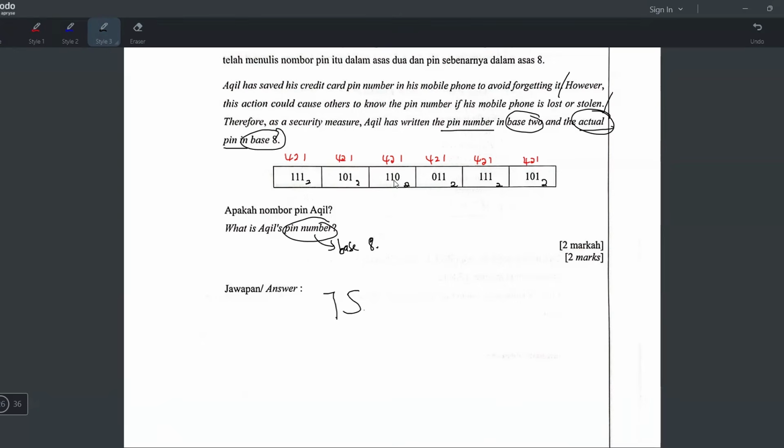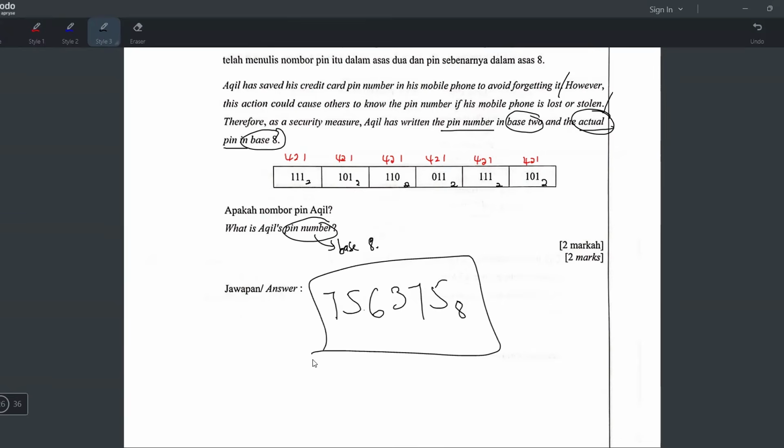Next, 110, that means 4 plus 2. You take 4 plus 2, so you get 6. And then 011 means you take 2 plus 1, so 3. 111 means 7, because it's 4 plus 2 plus 1. And then 101 is 4 plus 1, which is 5. And automatic is in base 8. Yeah, this is the shortcut way of changing base 2 to base 8. Yeah, that's all.